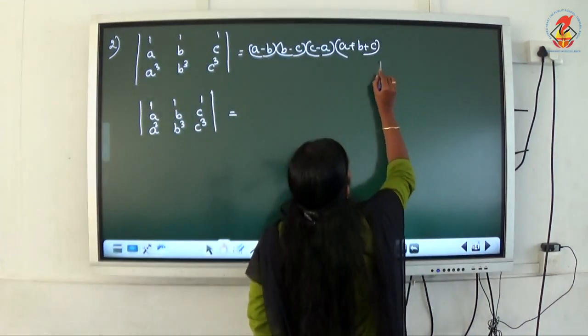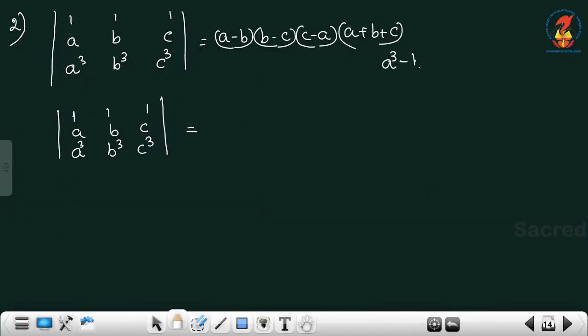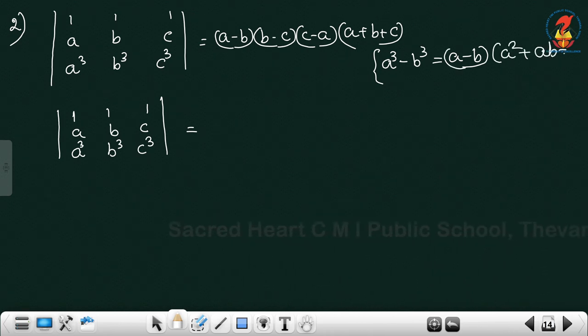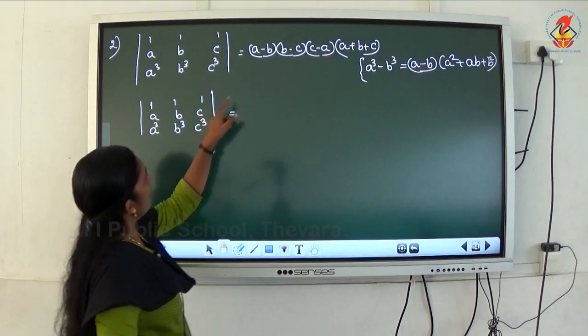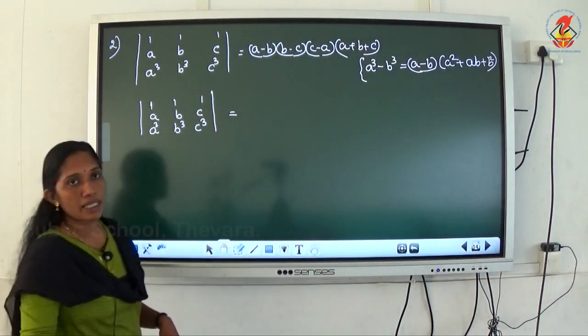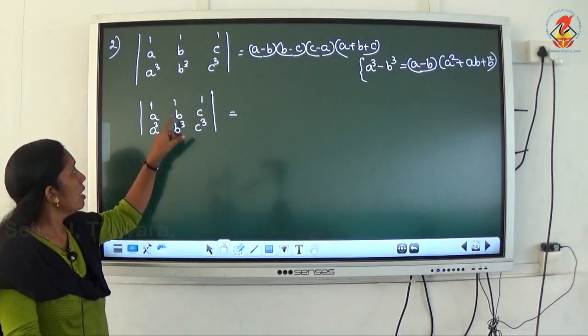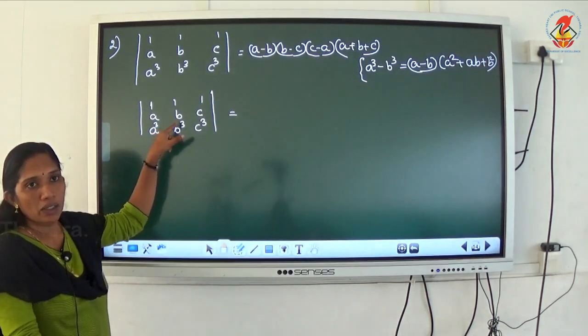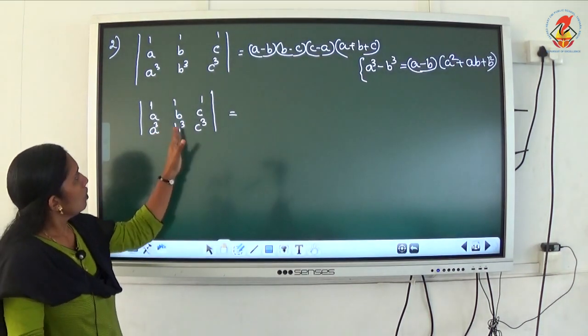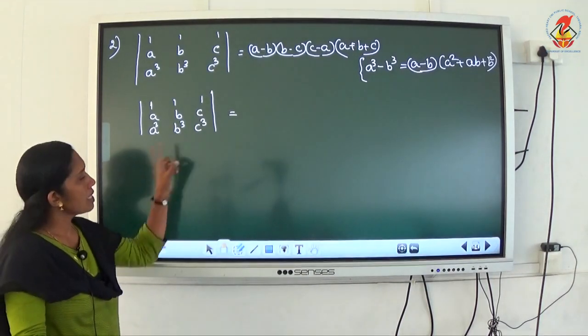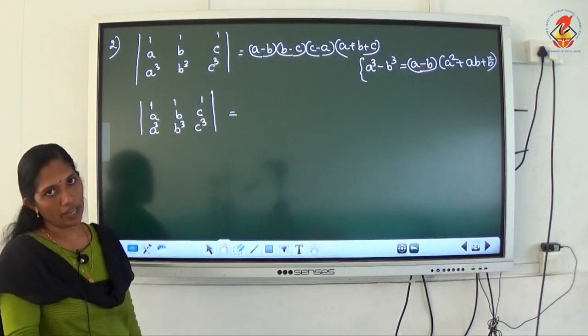Factorization we studied, a cube minus b cube. What are the factors of a cube minus b cube? A cube minus b cube is a minus b into a square plus ab plus b square. So there also you will get a minus b. Now another factor is b minus c. Can we get b minus c? Second column implies second column minus third column. So you will get b minus c. B cube minus c cube, there also b minus c is a factor.